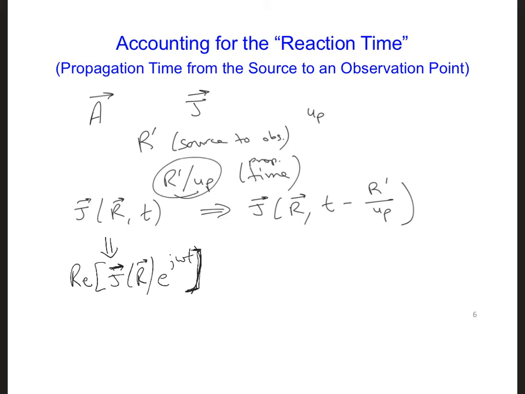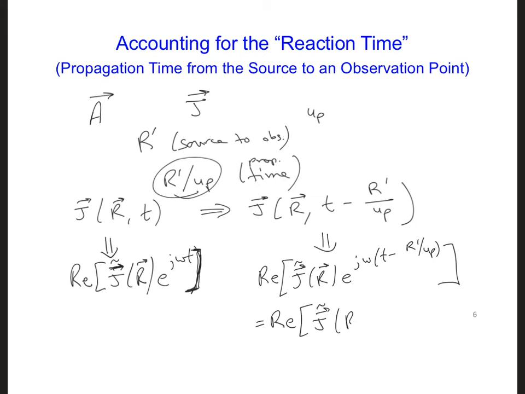And then that means if we convert this to phasor form, this would be the real part of J of r, and this would be a J vector phasor for both of these, e to the j omega t minus r prime over up. In other words, what this means is that the time delay turns into a phase delay. So here, e to the j omega t, e to the minus j omega r prime over up. Here's our additional phase delay due to the propagation time.